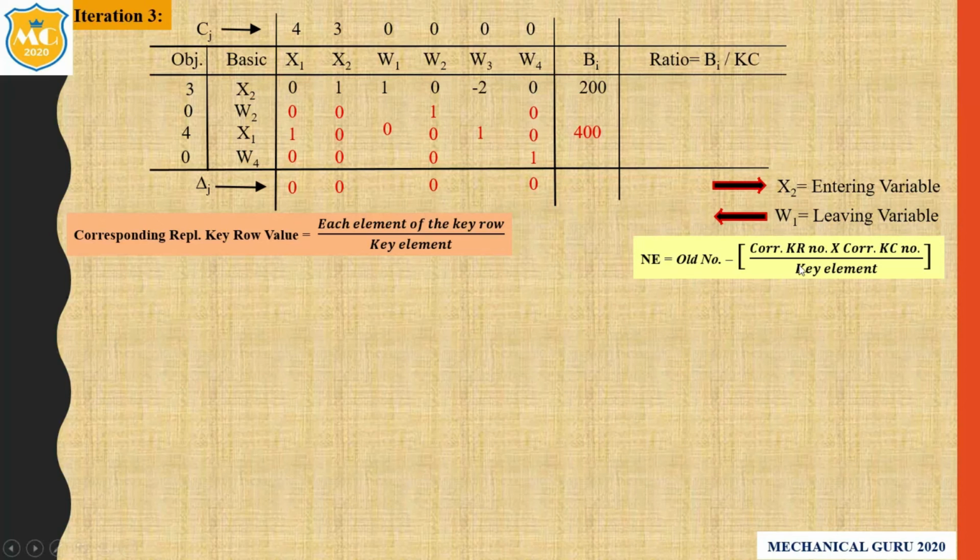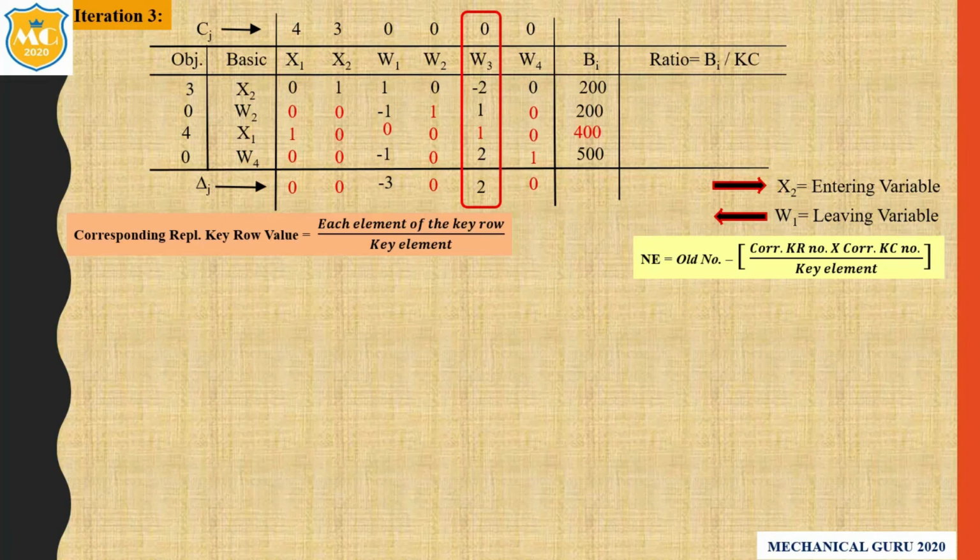For the remaining values you have to choose this equation: old number minus corresponding key row number into corresponding key column divided by key element. So we have to find out this value. Here minus 3, here plus 2, and remaining values minus 1, 1, 2, 200 and 500. Okay, in iteration 3, here we get one more positive number, so this is our key column for the next iteration.